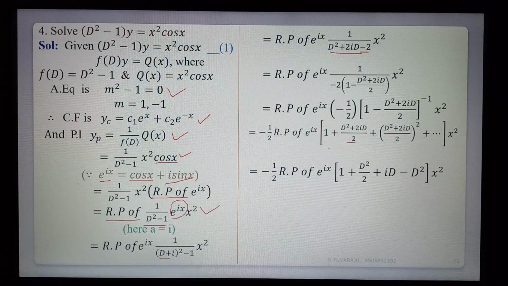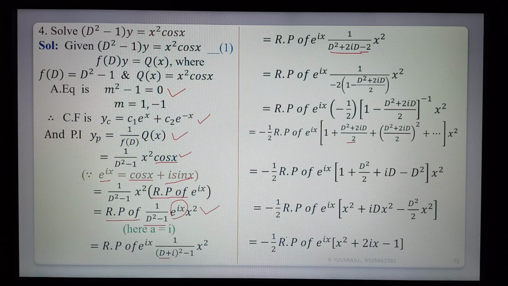So that is equal to -1/2 real part of e^(ix) into [1 + D²/2 + iD - D²] into x². So that is -1/2 real part of e^(ix) multiplication: x² plus, so this is iD x², this is -1/2 D² x². So -1/2 real part of e^(ix) into (x² + 2ix - 1).